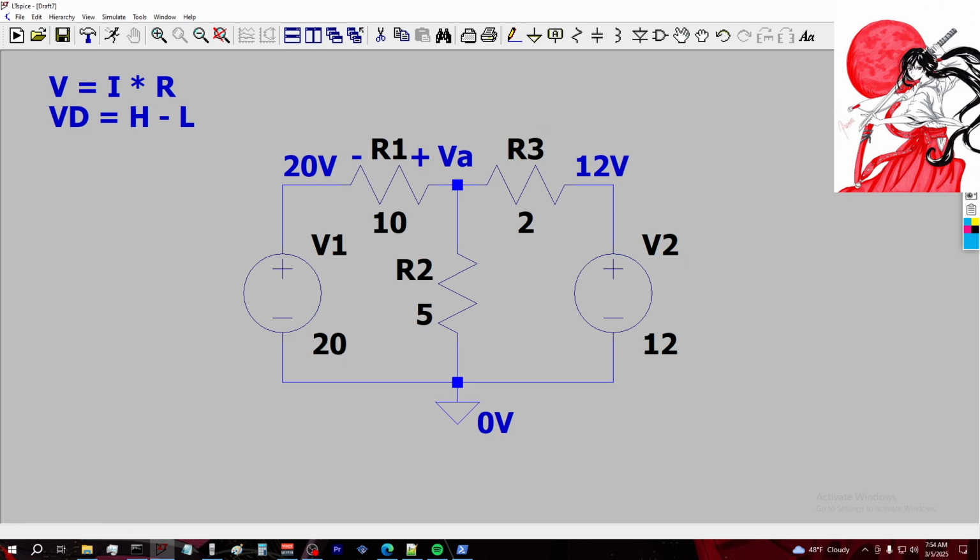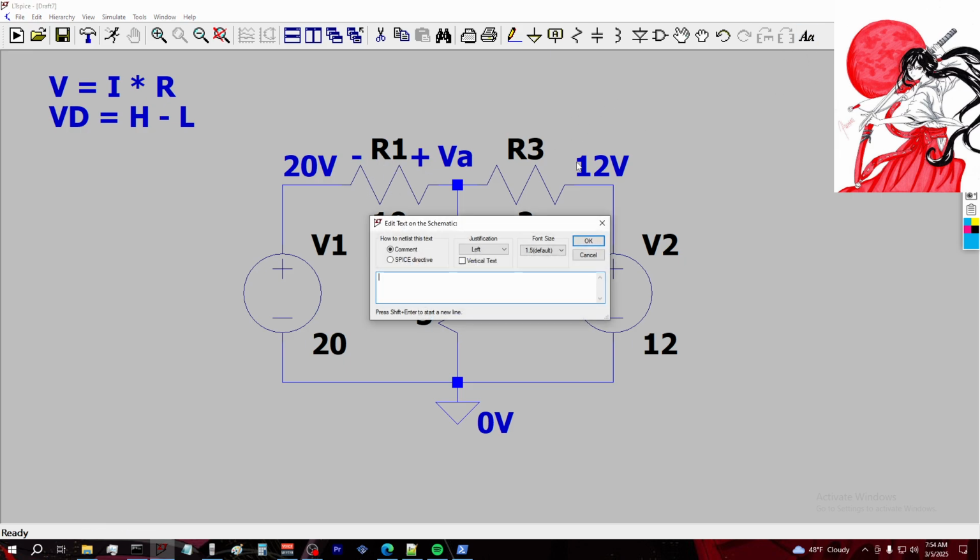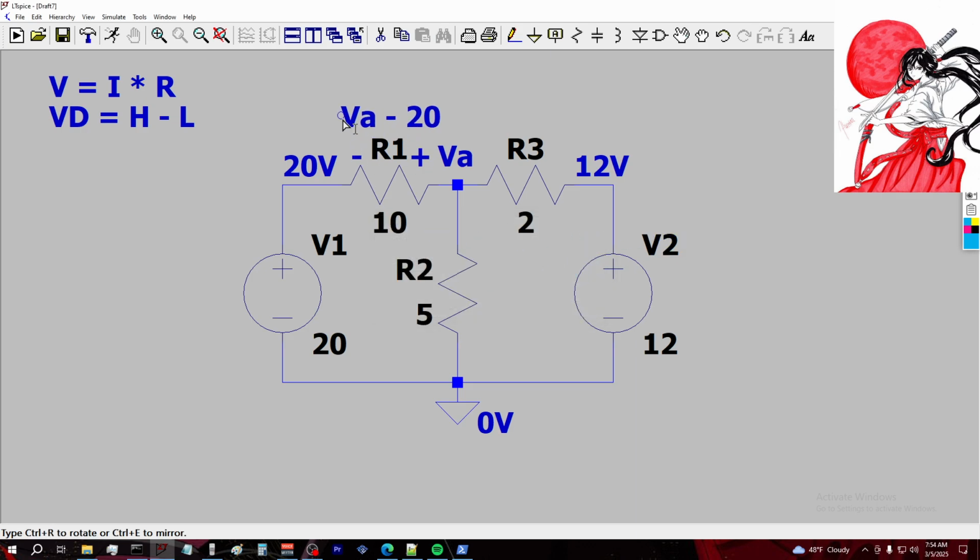All right, so what we're going to do here is VA, which is the high potential, minus 20, which is the low potential, right? We're going to do VA minus 20. We have VA minus 20 here. Now, we want to find the current that is traveling through this entire wire, because all this wire is basically a series circuit. This whole entire wire right here is a series circuit.